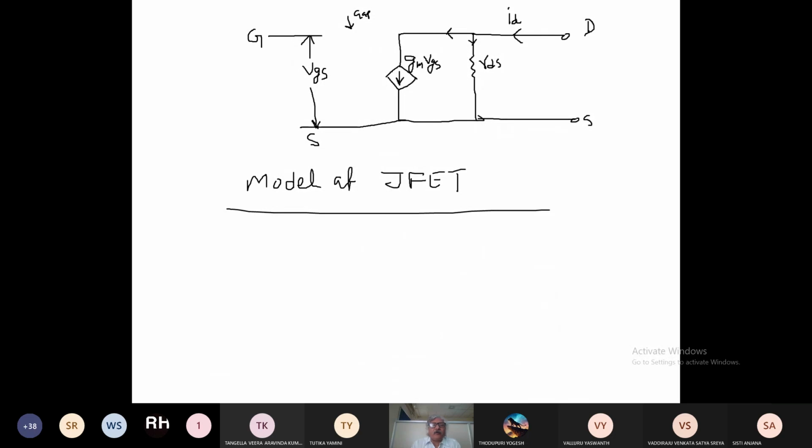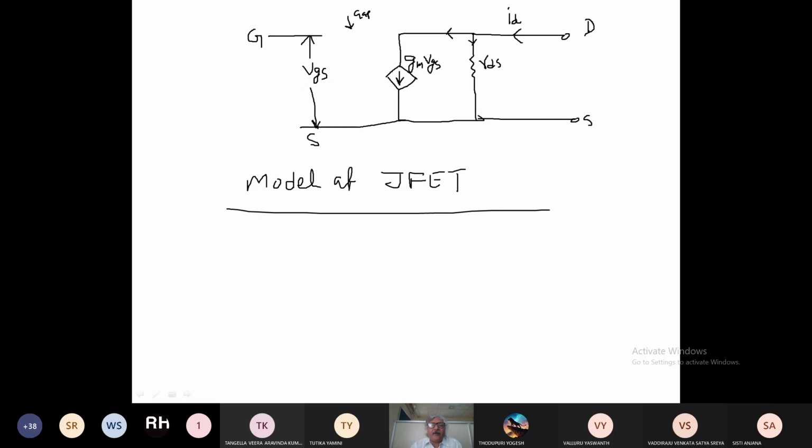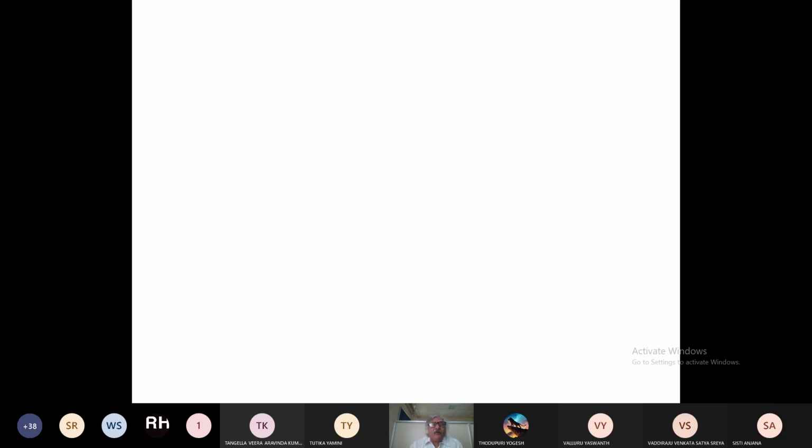Okay, so yesterday we discussed the model of this JFET and we came to this conclusion. This is the model of JFET. Now, just like a BJT transistor, this JFET can also be connected as common source, common drain, or common gate, right? So we will see the analysis of this JFET for these three configurations.